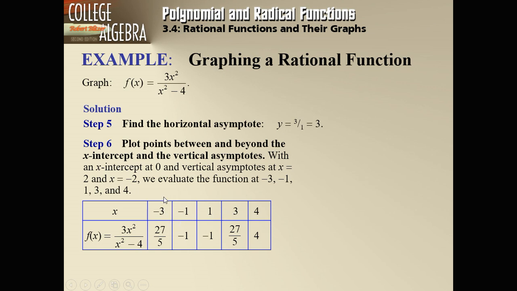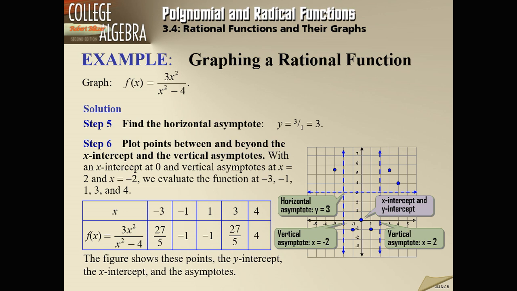Okay. So, ayan. Sinubstitute again itong mga x na to. Negative 3, negative 1, 1, 3, and 4 ay sinubstitute lang natin dito sa mga x dito. Okay, so ang mga nakuha natin ay itong mga values na to. Ito yung y, tama? Kasi f of x yan. Okay. So, the figure shows these points, the y-intercept, the x-intercept, and the asymptotes.